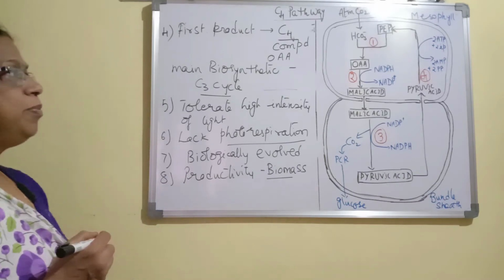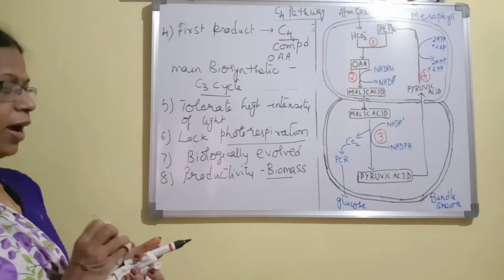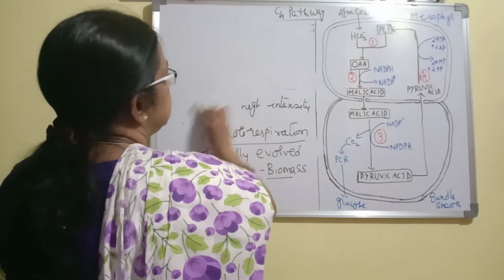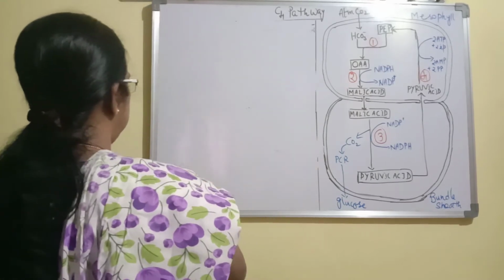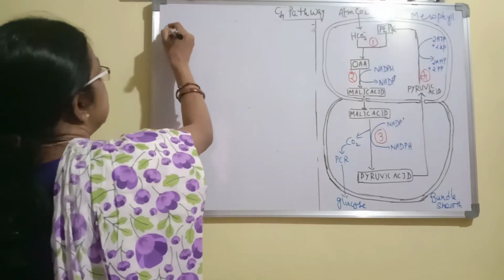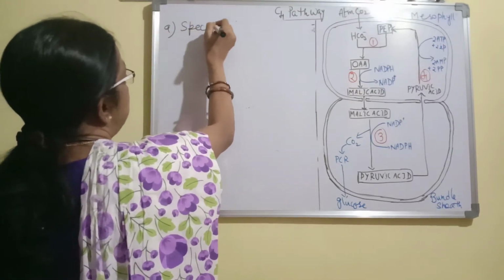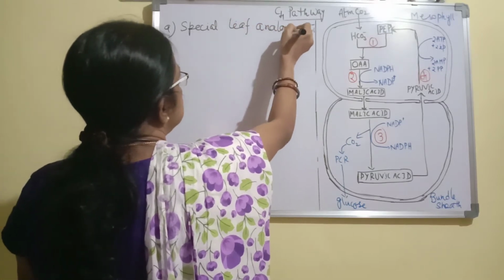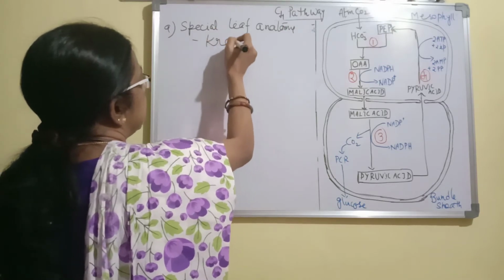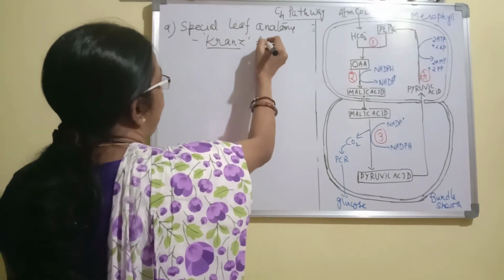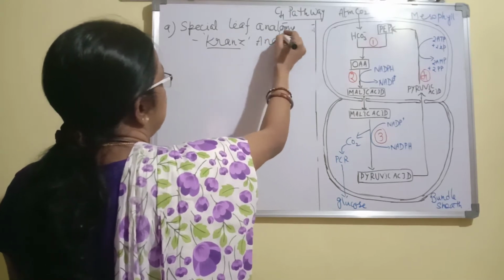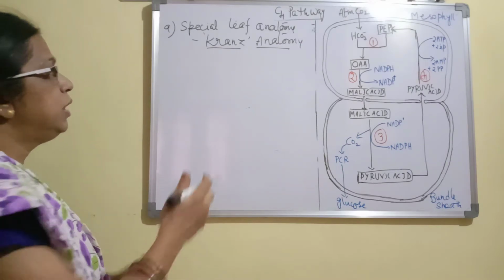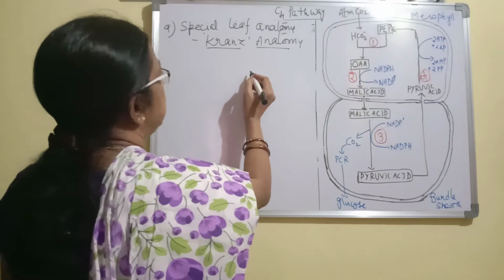Another very important feature which we find in C4 plants is a peculiar, special type of leaf anatomy, which is called Kranz anatomy. This Kranz anatomy is a closed circular arrangement of bundle sheath cells.